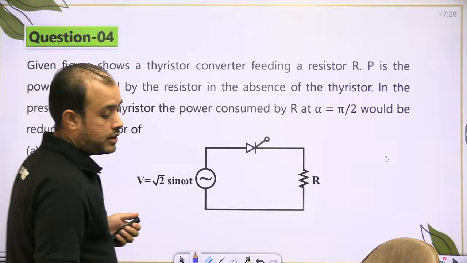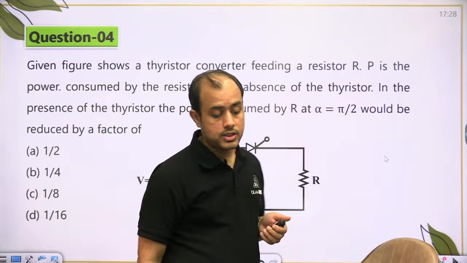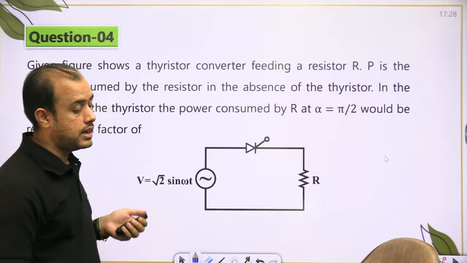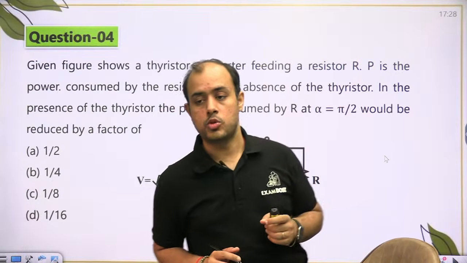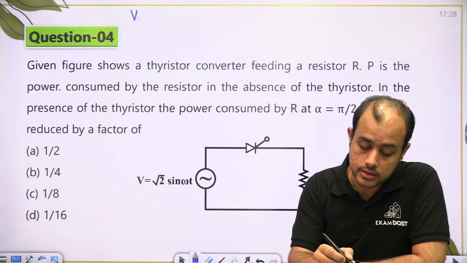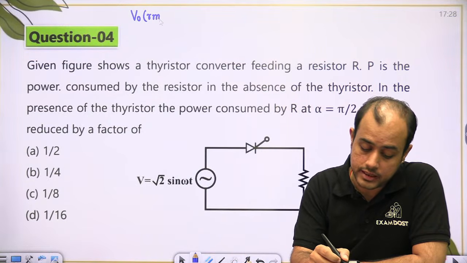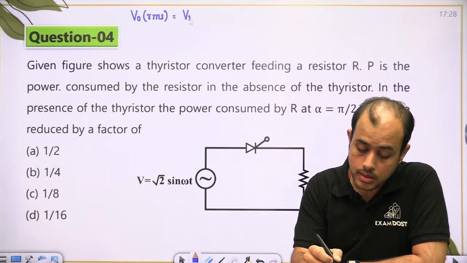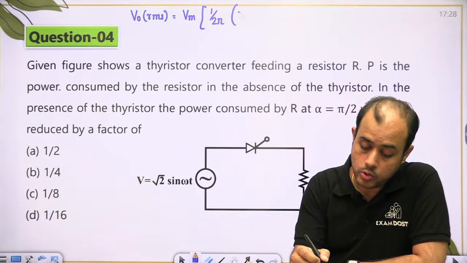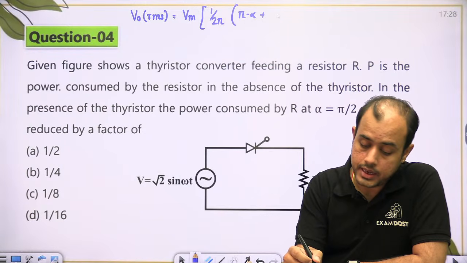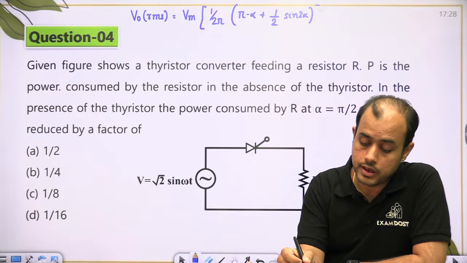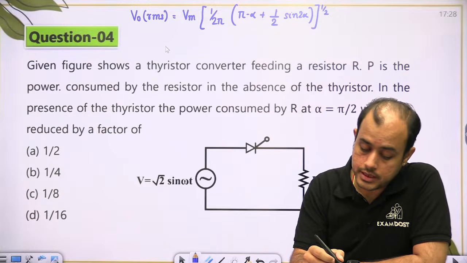A thyristor converter feeding a resistor R, power consumed by resistor in absence of thyristor is P. Power consumed by resistor at alpha equal to pi by 2. Now in a resistive load with a half wave rectifier, it is 1 by 2 pi minus alpha plus half sin 2 alpha. ठीक है.